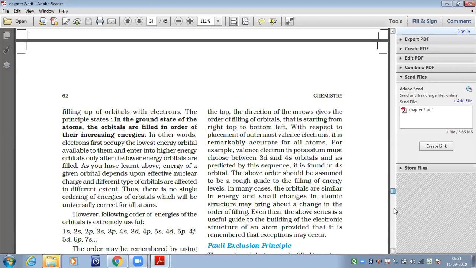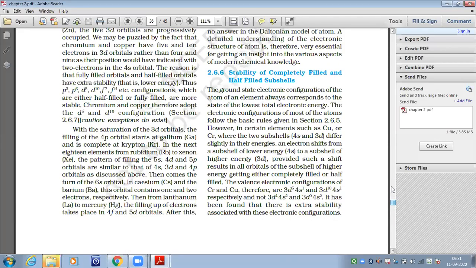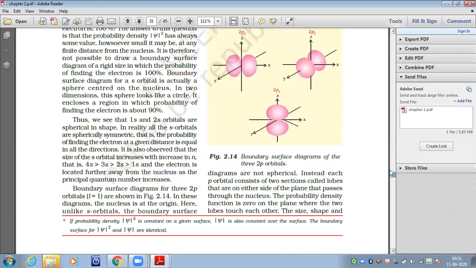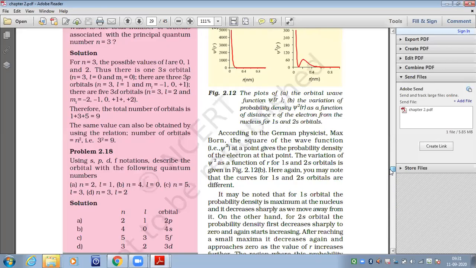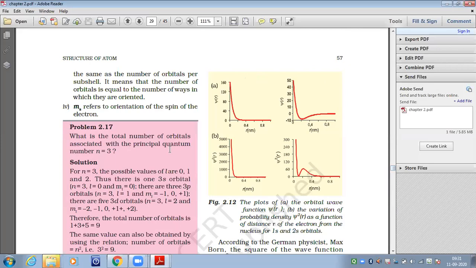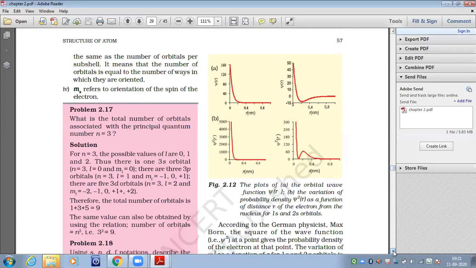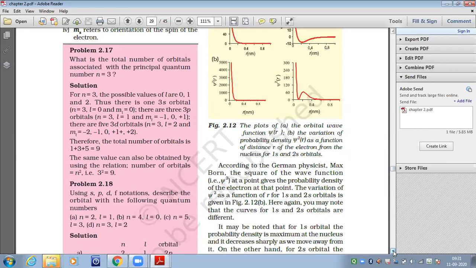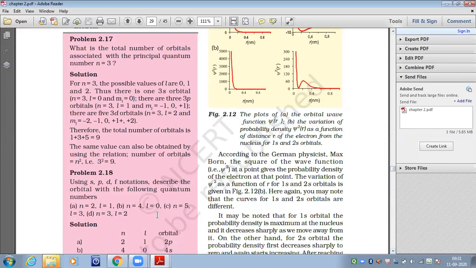Now we can study some important problems based on the quantum numbers. So my dear students, I hope you can see problem number 2.17 on your screen. Dear students, can you see problem number 2.17 on your screen? Yes, sir.